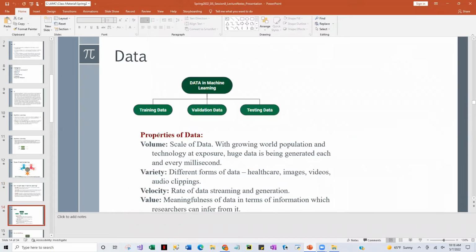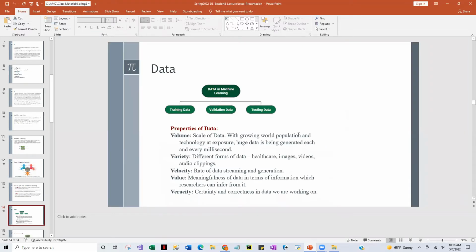Let's go back here. I want to talk more about the data because our class emphasizes data science. I want you to be really comfortable when you're talking with data and approaching data. So here, what we are going to do is machine learning. We are going to train the data, validate, and test the data. And these are the properties of the data.